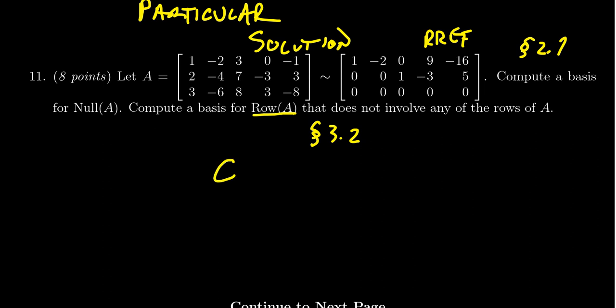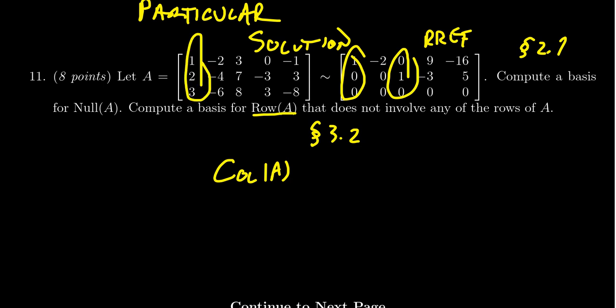You could also be asked to compute a basis for the column space of A, which was also talked about in section 2.7. And remember, finding a basis for the column space came down to finding the pivot columns and then taking the corresponding columns in the original matrix A. So you will be asked to find a basis for the null space and then maybe the row space or column space. I won't ask you both because they're both fairly easy. There's no computation there. It's just something you read from the RREF, but you should be prepared for either one. It's kind of random which will happen there.